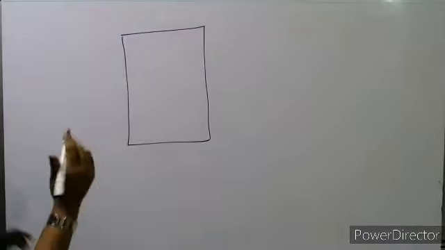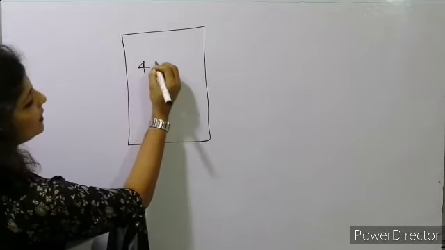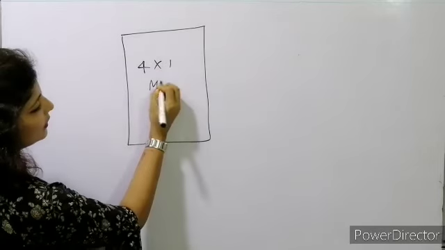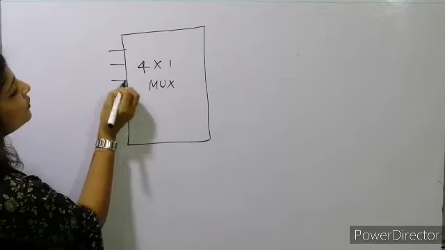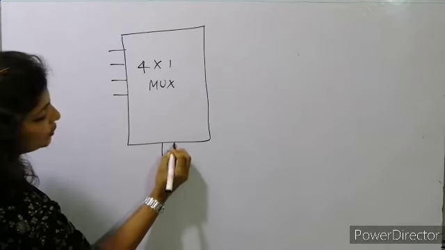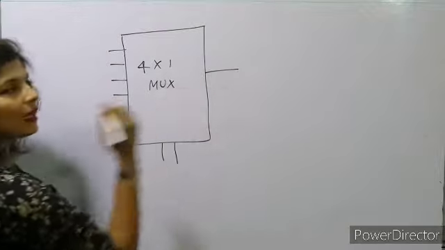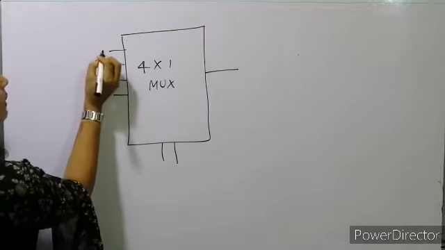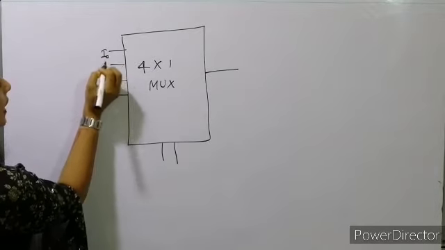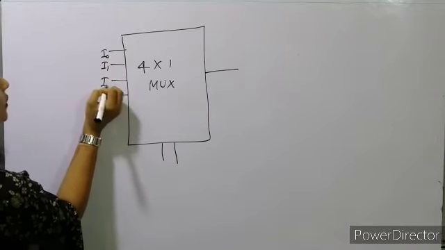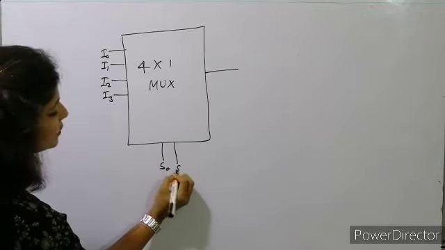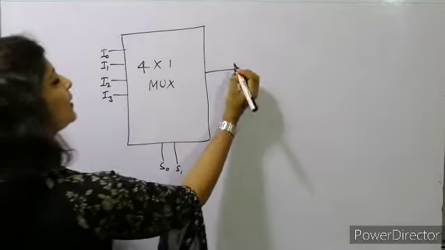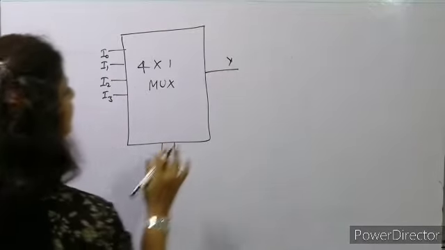Now we'll see how to make a 4 cross 1 multiplexer. How will we draw that? There will be 4 inputs, 1, 2, 3 and 4, 2 select lines, and only 1 output. We denote the 4 inputs as I0, I1, I2, I3, the select lines as S0, S1, and the output as Y or something.